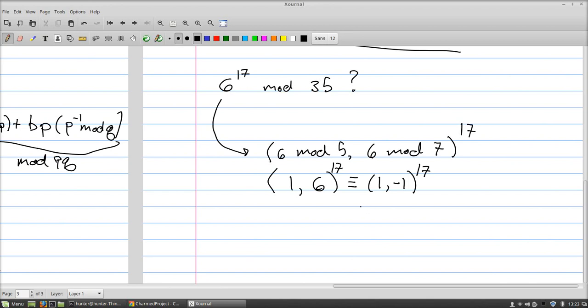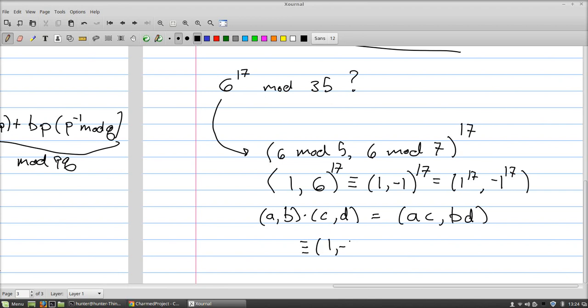So what does it even mean to multiply (a, b) times (c, d) down here? It just means (ac, bd), just like the obvious thing. So this is just 1 times negative 1. So this is the same thing as 1 to the 17th power comma negative 1 to the 17th power. And in this coordinate it's mod 5, and in this coordinate it's mod 7. But it's pretty easy to see that this is still just going to be 1 comma minus 1, right?